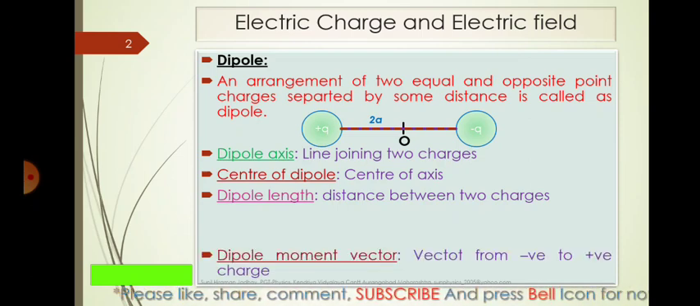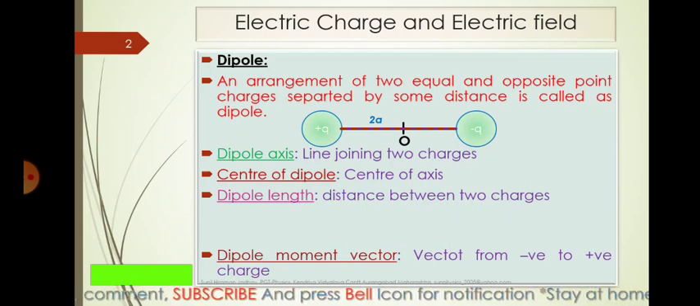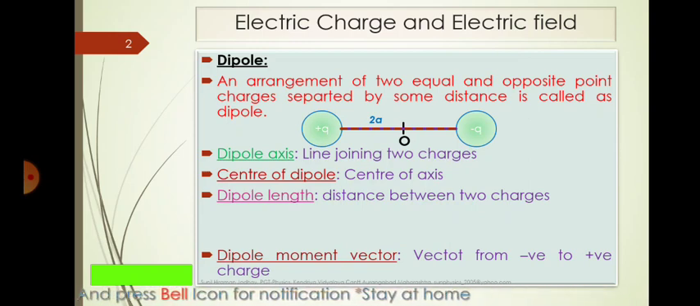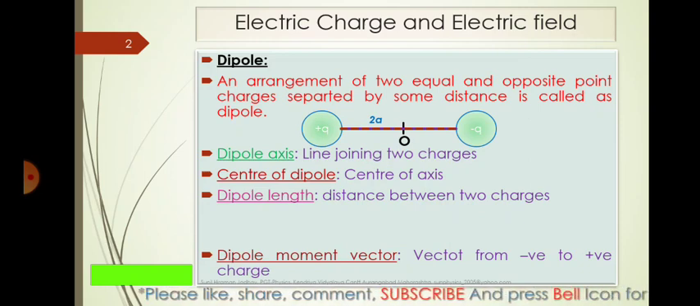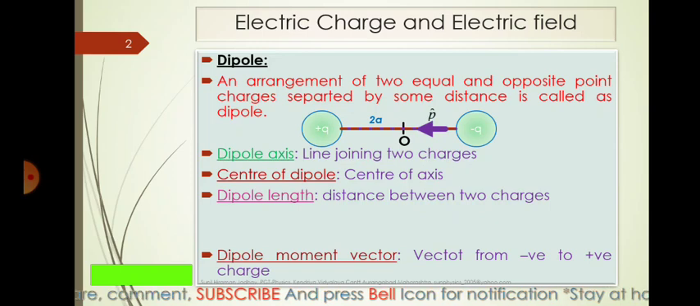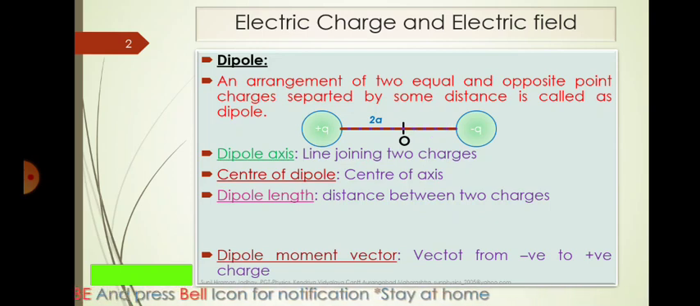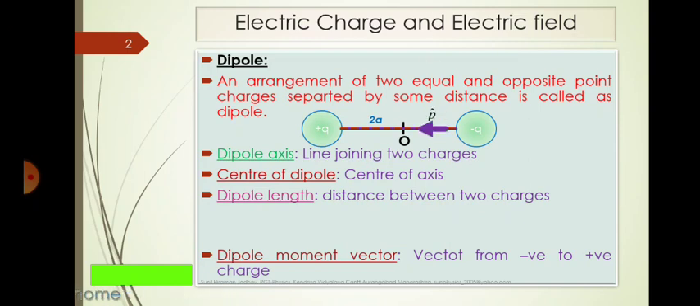Next, dipole moment vector. A dipole moment vector is a vector used to indicate a quantity called dipole moment, and the direction of this dipole moment vector is taken from the negative to the positive charge, like this. So here we can use a unit p vector. This p vector is giving direction from minus charge to plus charge.